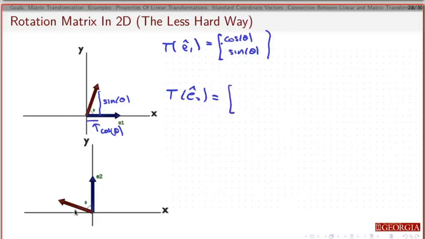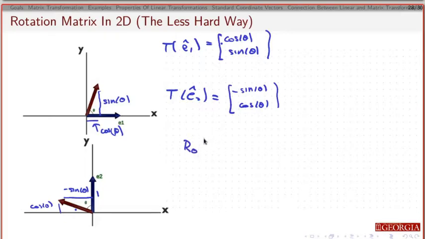Oh, great. So this distance, or that length, is 1. Now I've got to be a little careful here. This is going to be minus sine of theta. And this distance here is going to be cosine of theta. So let's see. So the x component is going to be minus sine of theta. The y component is going to be cosine of theta.